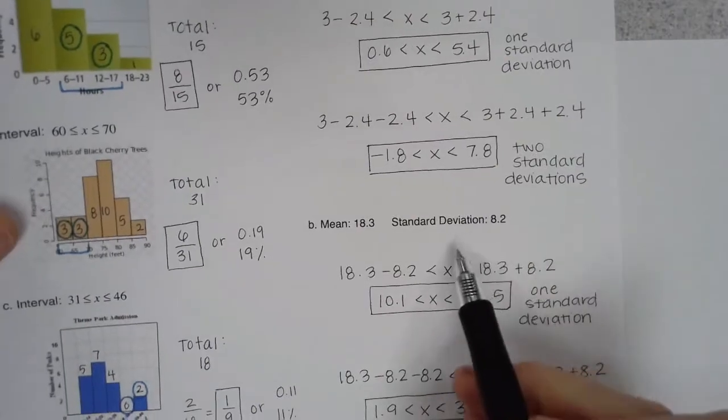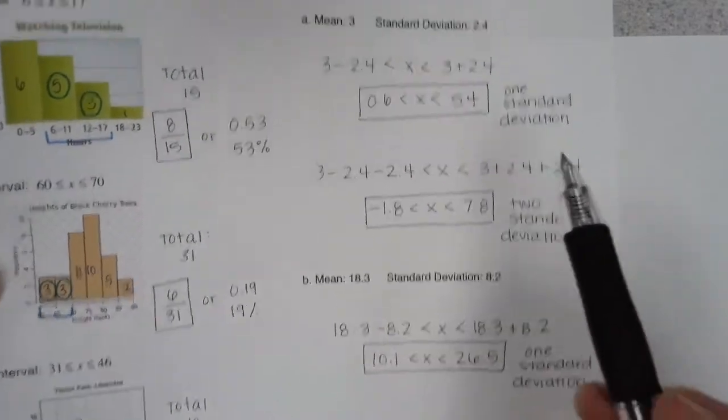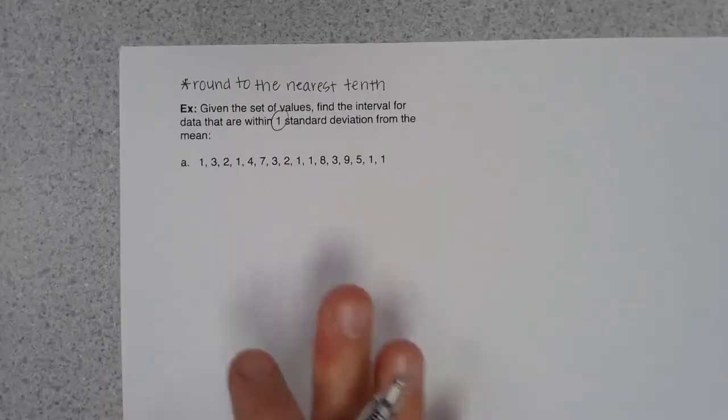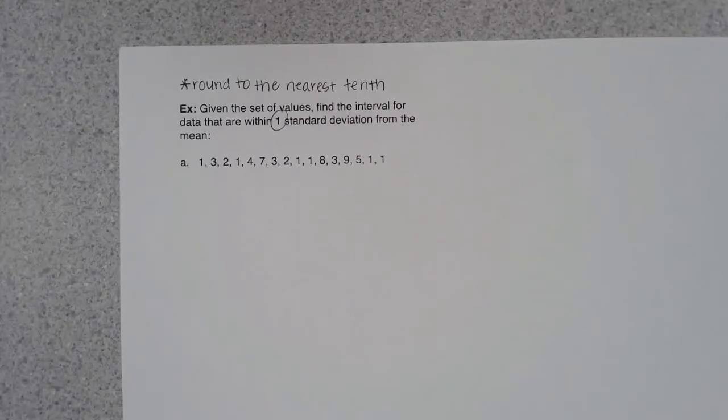Also notice that on the previous questions, the standard deviations were provided for you. And on this question, the standard deviation is not provided for you. So what makes this question different is that we're going to have to go through and figure out the mean, and then we're also going to have to figure out the standard deviation.